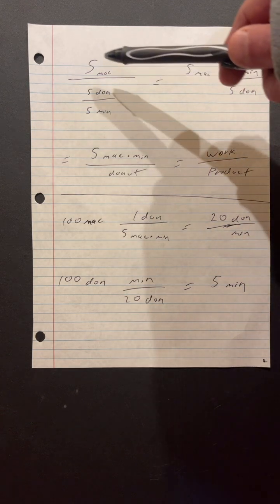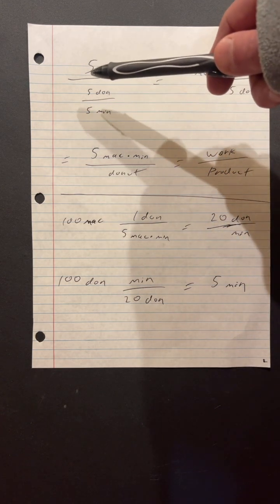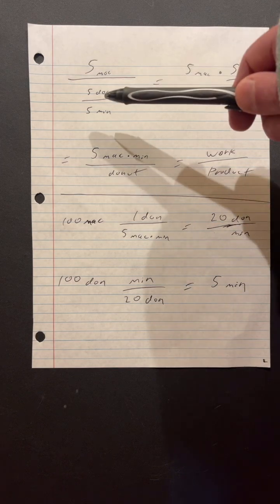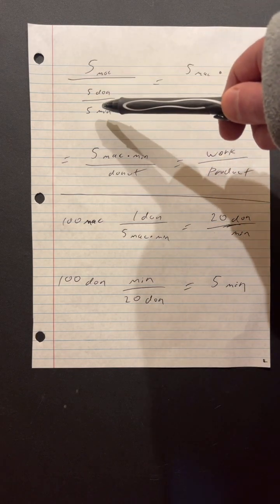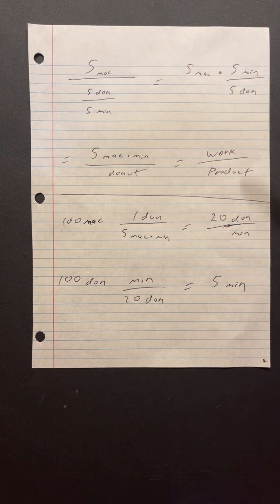In the end, this is the correct way to set up this complex fraction, and you will be multiplying your numerator by the denominator of your denominator, so it'll look like this: 5 machines times 5 minutes over 5 donuts. It took me a while to figure this out with just trial and error. I kept doing everything wrong for a while. I figure there's 2 wrong ways to set this problem up and 1 correct way.